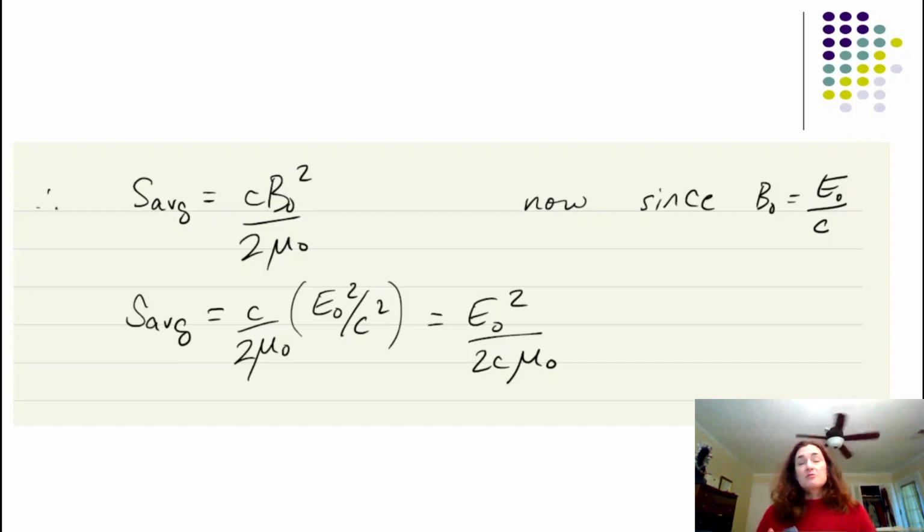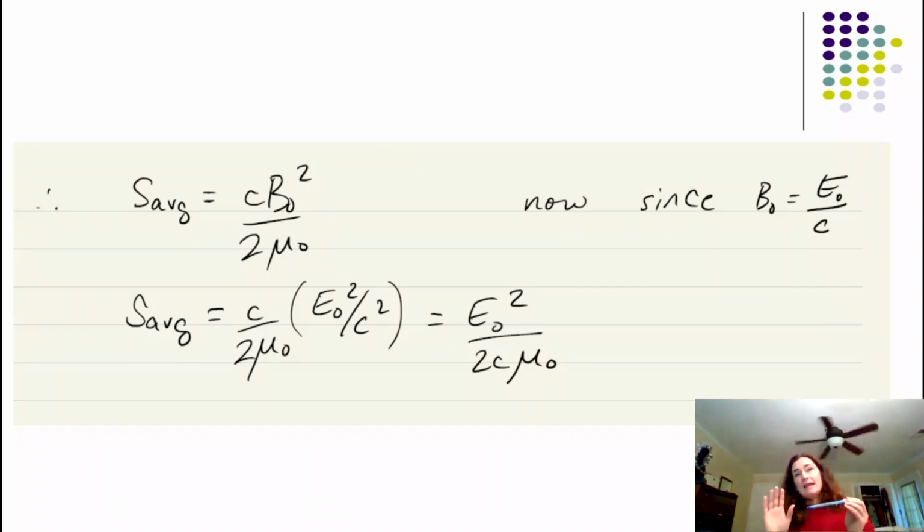Now I could put that in terms of my electric field, my magnetic field, or both. Here I've shown you the expression for S average, c B naught squared over 2 mu naught. I could use B naught is equal to E naught over c and plug in for that. Then I end up with S average is equal to E naught squared over 2 c mu naught.